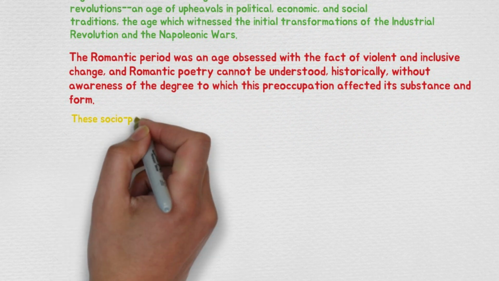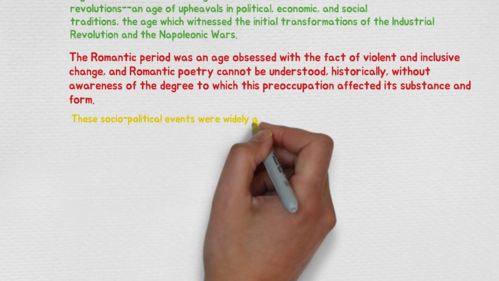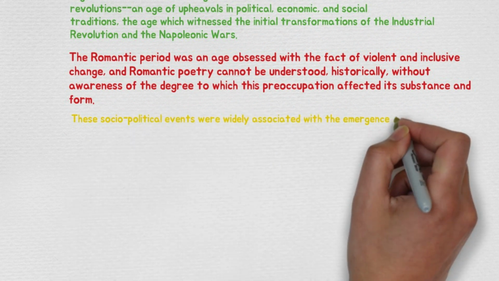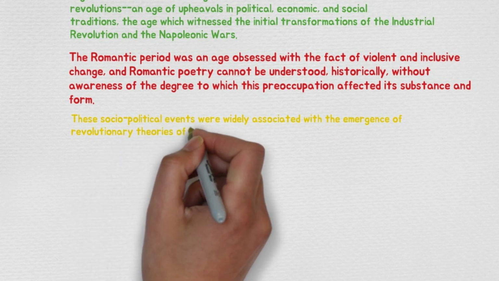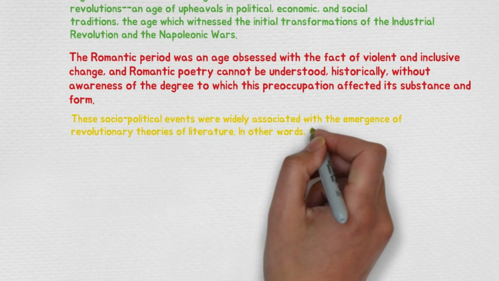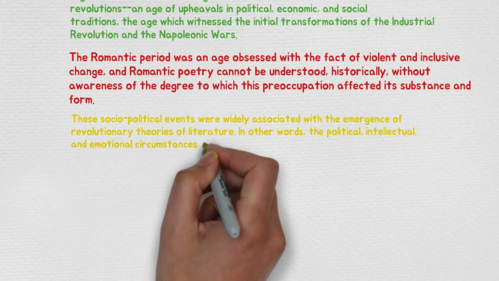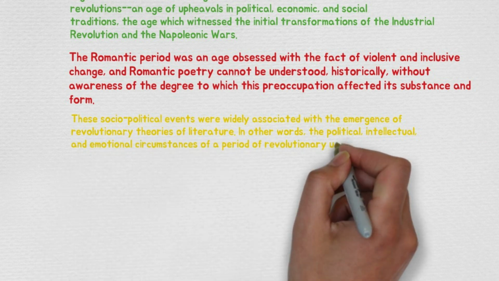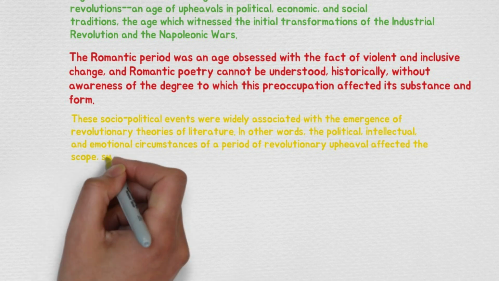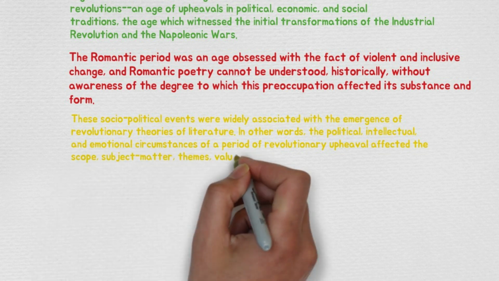These socio-political events were widely associated with the emergence of revolutionary theories of literature. In other words, the political, intellectual, and emotional circumstances of the period of revolutionary upheaval affected the scope, subject matter, themes, values, and even language of Romantic poetry.